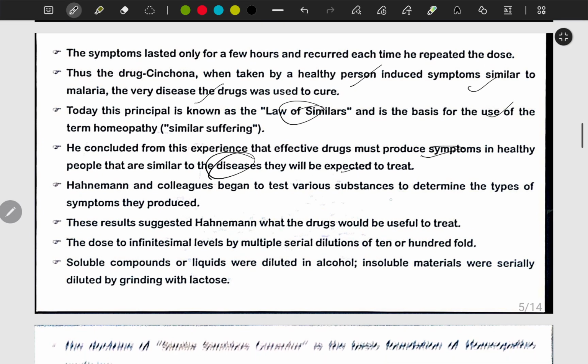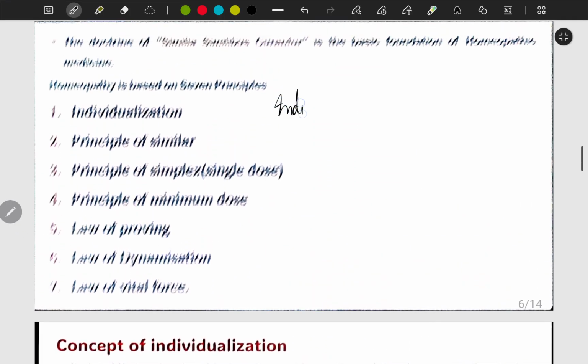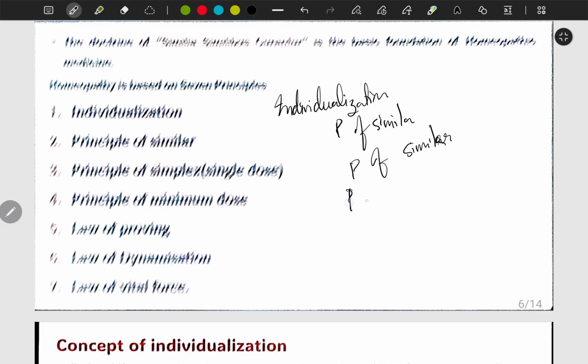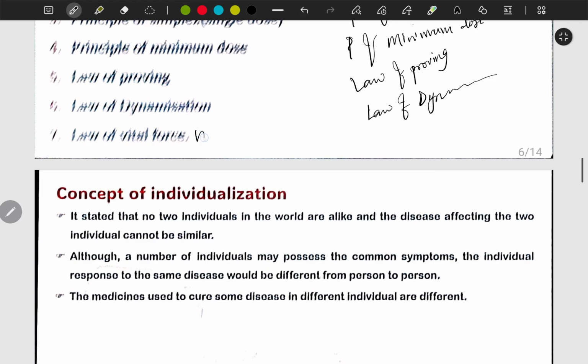Next are the various laws. Individualization, principle of similar, principle of minimum dose, law of proving, law of dynamism, law of vital force.